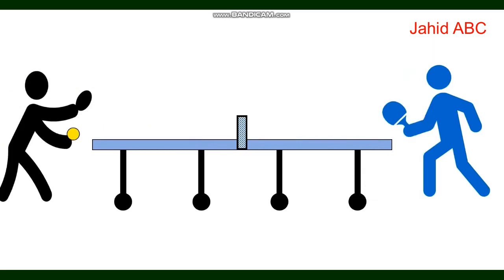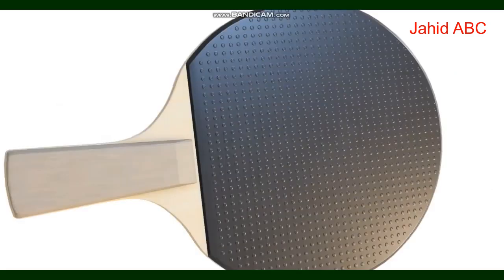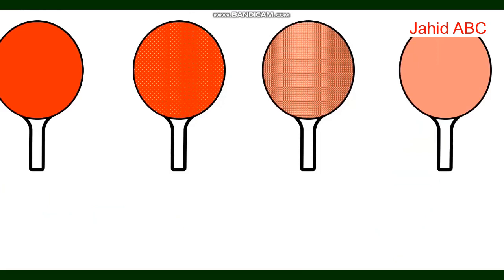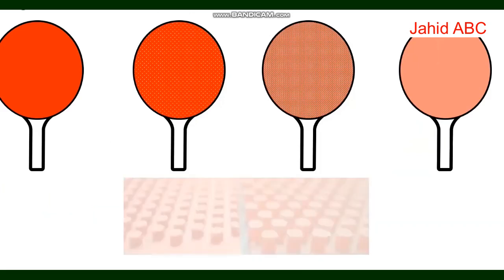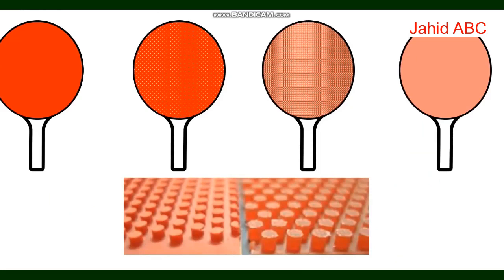In table tennis, the bat or racket is very important. Here you see some dots on the bat or racket. Those are known as pimples in table tennis. So there are four main kinds of bats or rackets: normal, short pimple, long pimple, and anti-spin. If you see, short pimple would have shorter pimples and long pimple would have longer pimples.